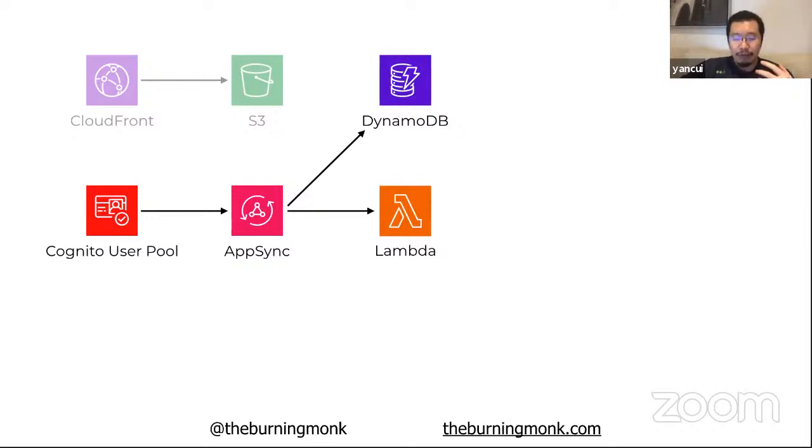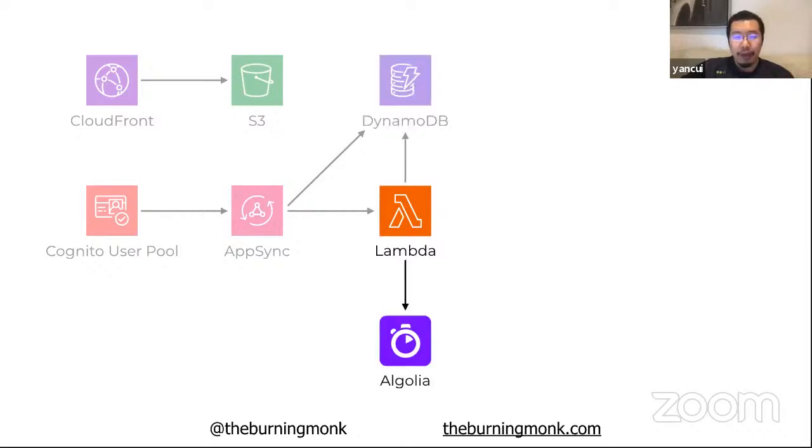And they each have resolvers that point to DB tables for simple get, put, query operations. But for anything more complicated than that, I tend to have a Lambda resolver, which may or may not do stuff with the DB. It may also talk to other services like Algolia, which is used for search. And Algolia is probably the closest thing you're going to find to a serverless Elasticsearch.